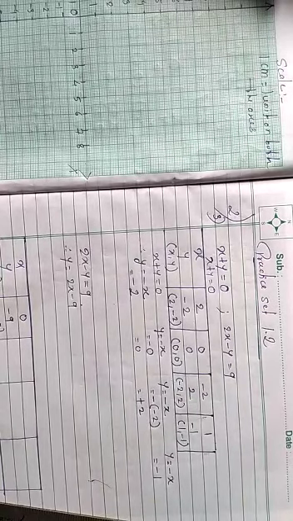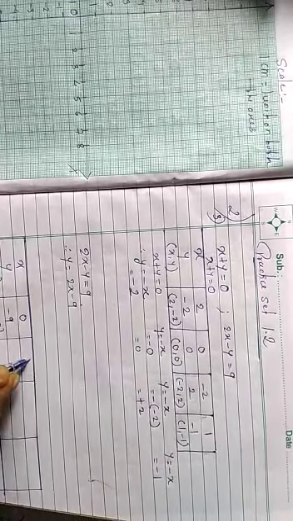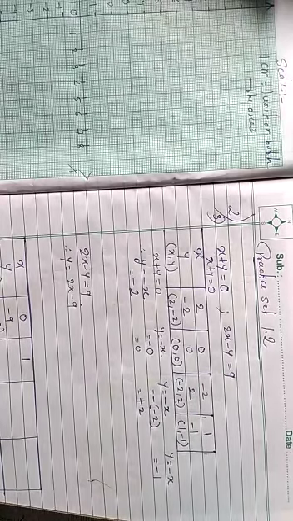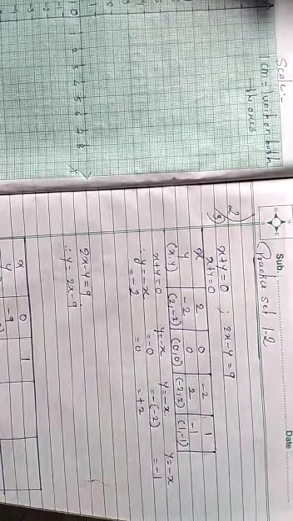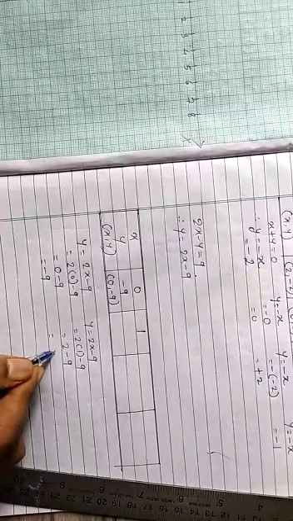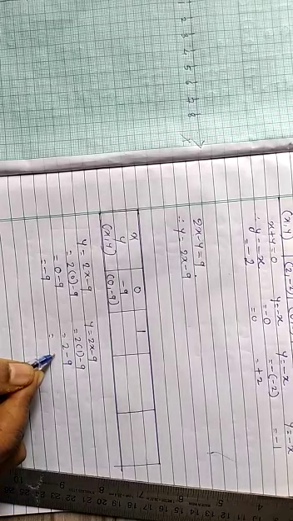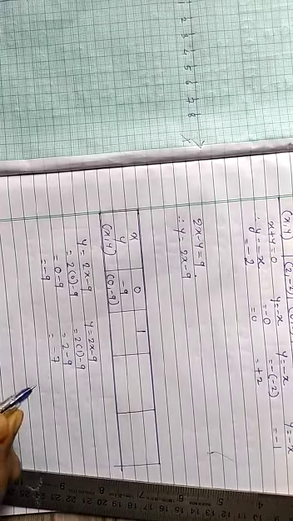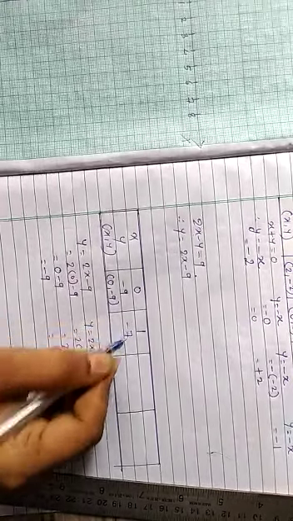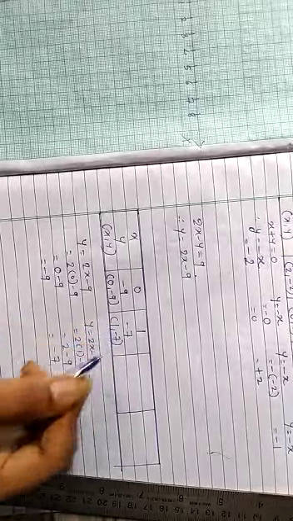Next we'll take 1. So y = 2x - 9. So take 2 into 1 minus 9. 2 ones are 2 minus 9. So plus minus minus, but the sign we have to consider is that of the greater number. The greater number here is 9. So we'll get -7. So here we get -7, that is (1, -7).